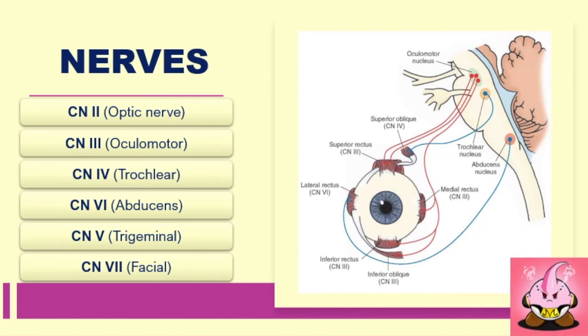So take note of these 6 cranial nerves which are in charge of your eye functioning. There are 6. One is purely sensory, transmitting the signal. Then you have your cranial nerves 3, 4, and 6, which are in charge of eye movement. And then you also have your cranial nerve number 5 and cranial nerve number 7.